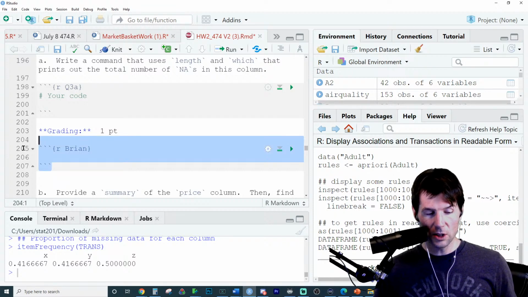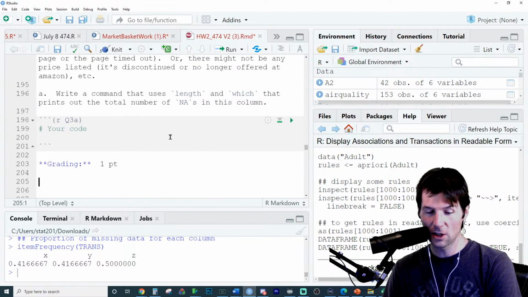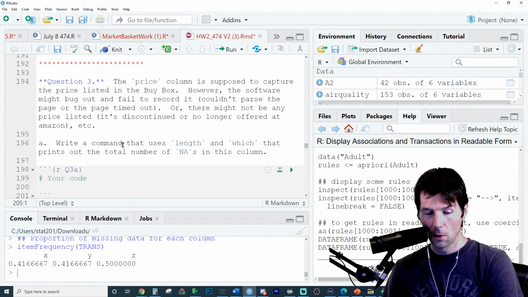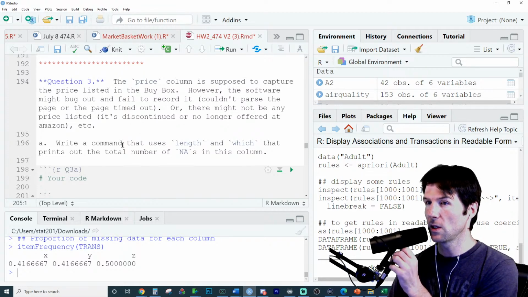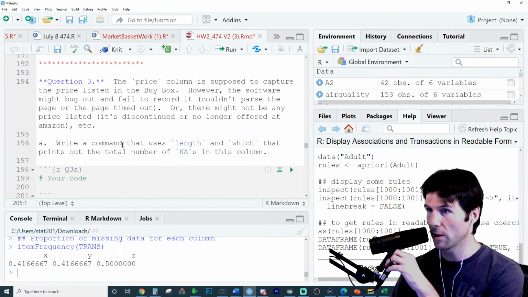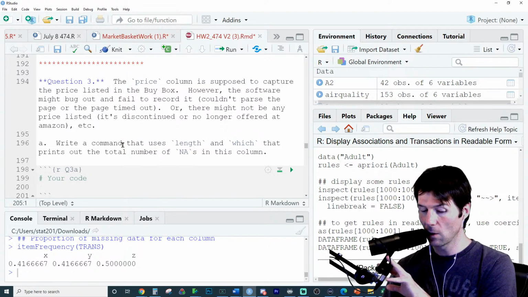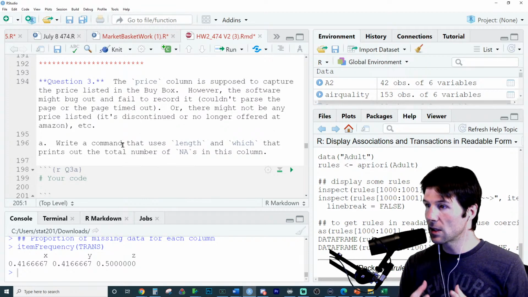Write a command that uses which and NA. You can use which, NA. It's fine. Which, length, NA, all that great stuff. We've got the price column in the buy box data frame, and we want to see if the software might bug out and fail to record. If we have all these NAs, it couldn't parse all these issues, it didn't take the data, or there might not be a price listed, someone didn't list the price for the notebook we're looking at, or it's no longer available. All these things can happen. And there's just so many different ways that missingness can occur.